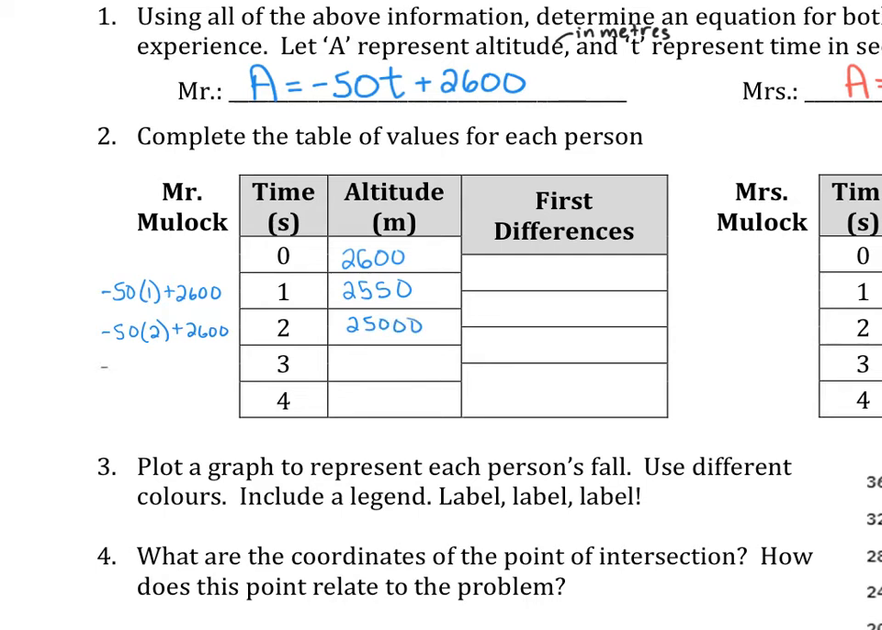After 3 seconds, it's negative 50 times 3 plus 2,600, which is, I got too many zeros there, which is 2,450. And at 4 seconds, his height would be 2,400.